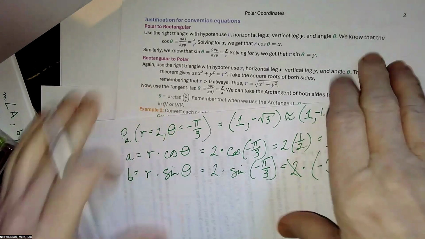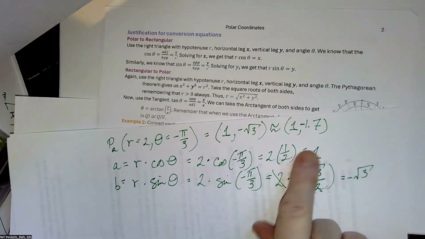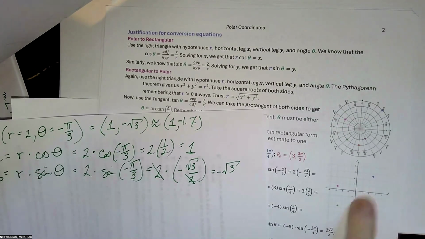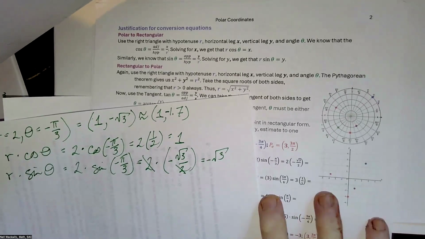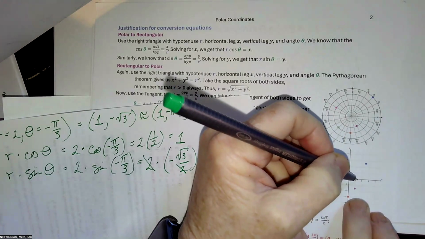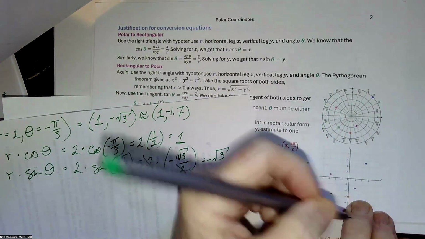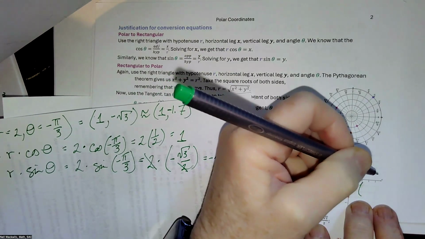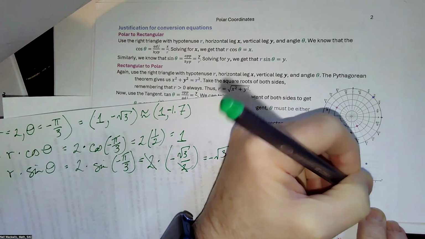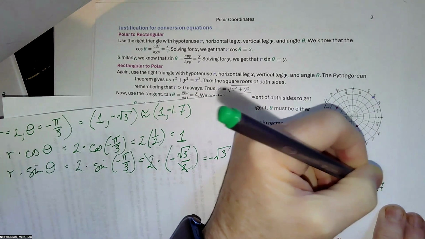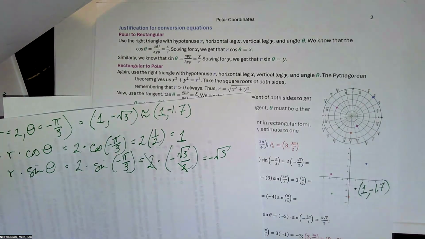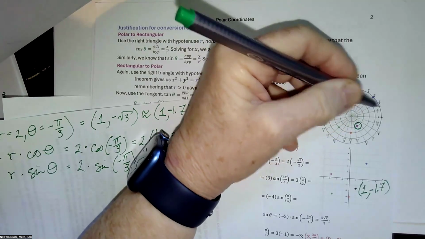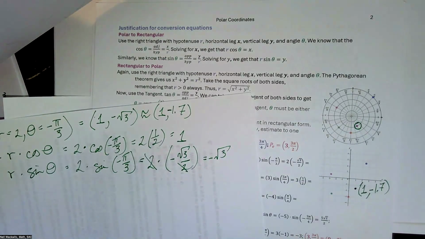And what is important is we don't need to be any more accurate than that, because our graph paper is not any more accurate than that. In fact, the graph paper is tiny. So we've got 1 comma negative 1.7, which will be a point in quadrant 4. And you can see its location using polar coordinates and then also rectangular.